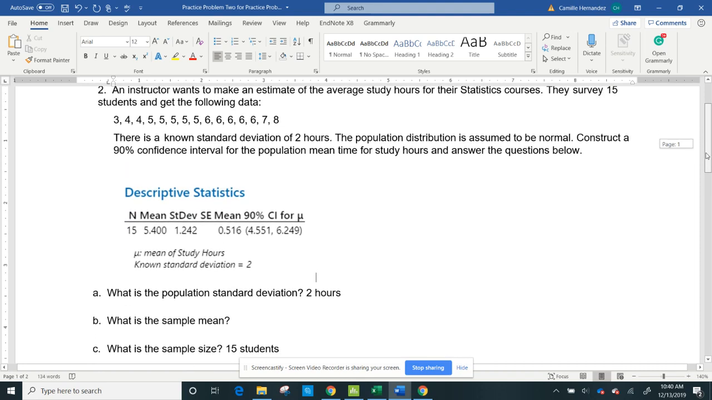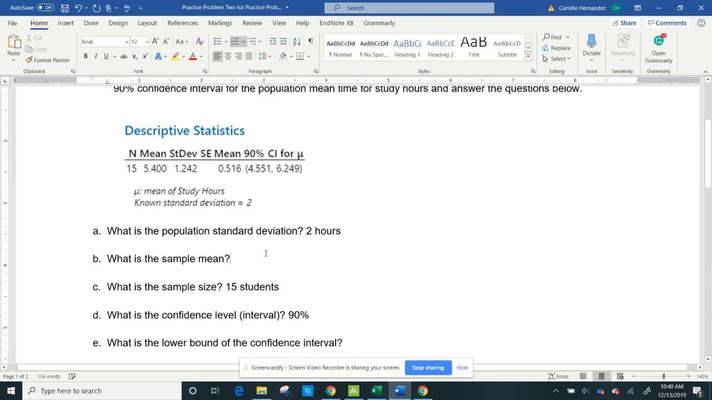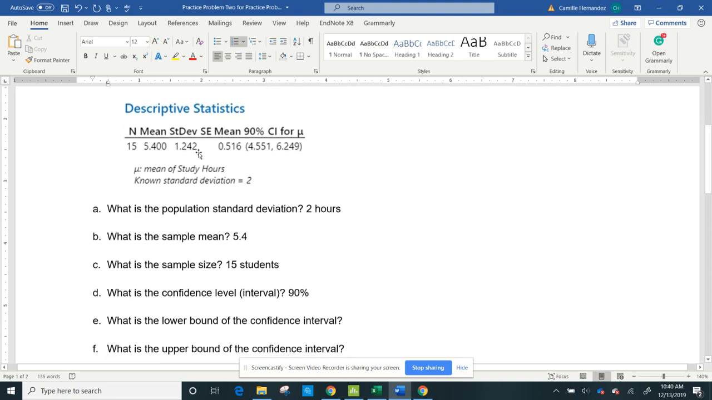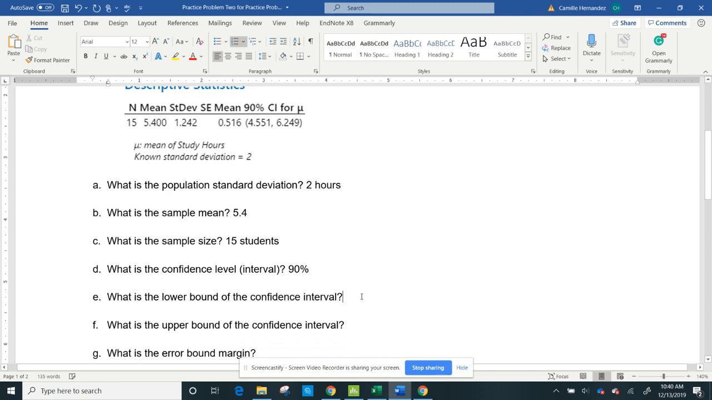So again, my population standard deviation was 2. My sample mean is 5.4. Why? Because it says right here, 5.4. And I even get the sample standard deviation was 1.242, but I don't need it for this. So my lower bound was 4.551 because it's right here. My upper bound is 6.249. All right. And if I want to check my confidence level, look, here's 90%.